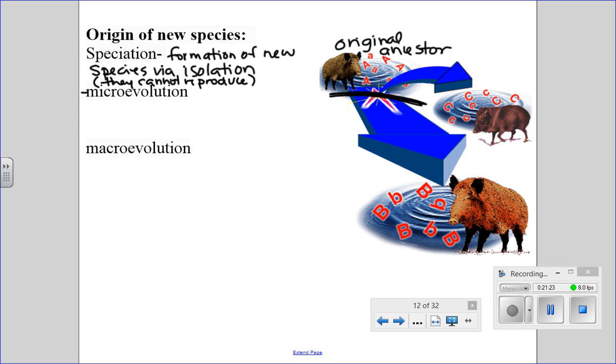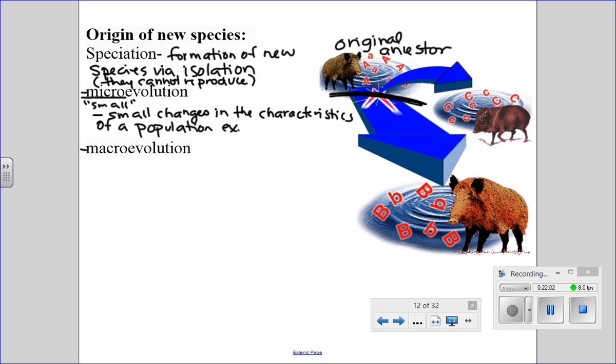There are two words that we would want to use when we're talking about evolution and the formation of new species. The first is microevolution. Micro means small. So microevolution is something that's small. If I was going to define microevolution, we would talk about small changes in the characteristics of a population.